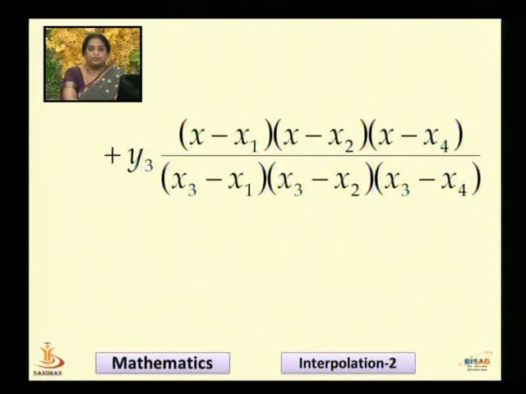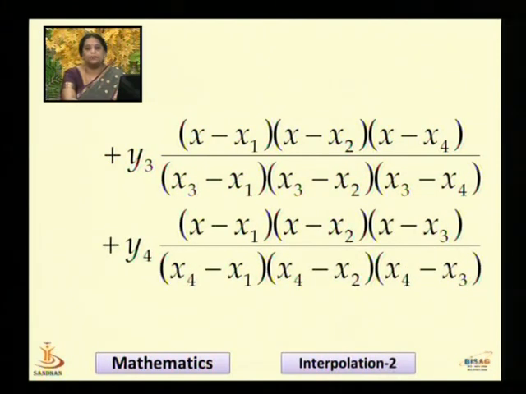plus the third term y3 into x minus x1 into x minus x2 into x minus x4 divided by x3 minus x1, x3 minus x2 into x3 minus x4, plus the fourth term y4 into x minus x1 into x minus x2 into x minus x3 upon x4 minus x1 into x4 minus x2 into x4 minus x3.